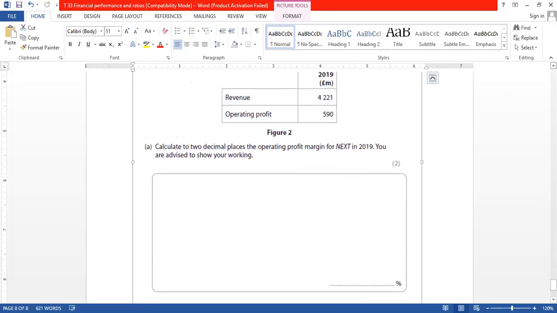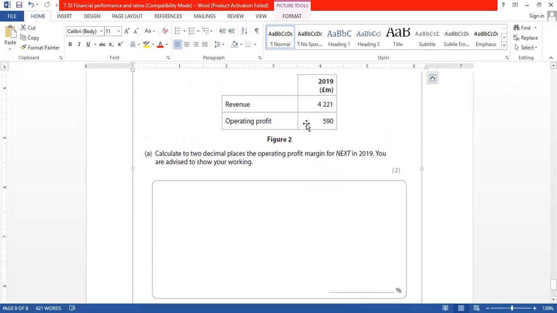In this case it's an easy question, because they are not asking the gross profit. It's operating profit margin. Operating profit margin equals, what's the formula? Operating profit over revenue into 100. So it's 590 divided by 4,221 into 100. The answer comes to 13.97777. So we can round off to 2 decimal places. It's 13.98%. So to write down the answer here, 13.98.